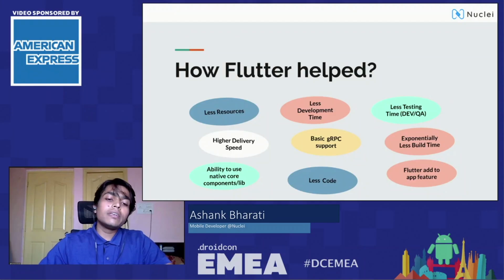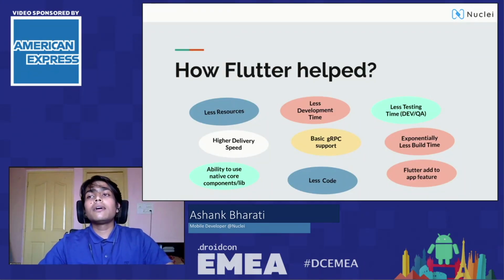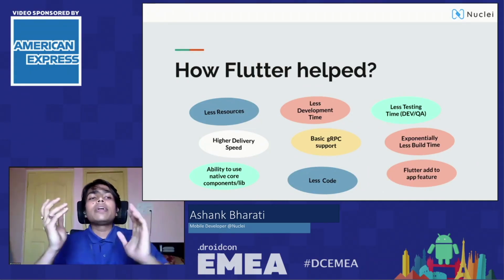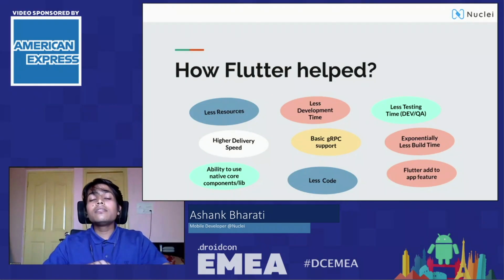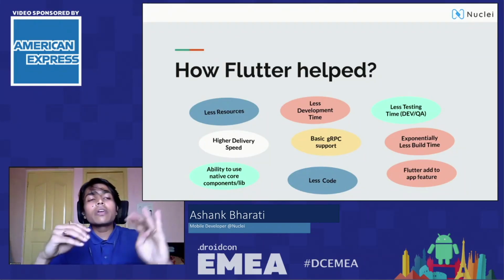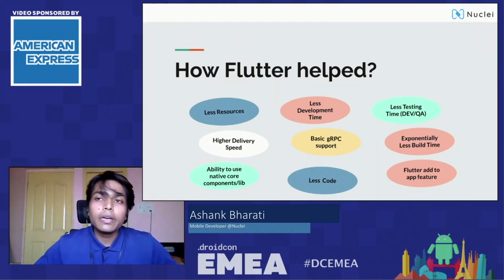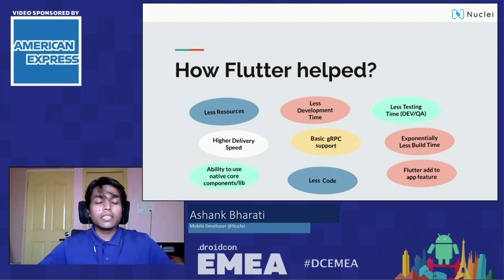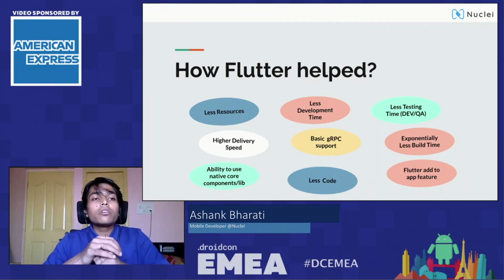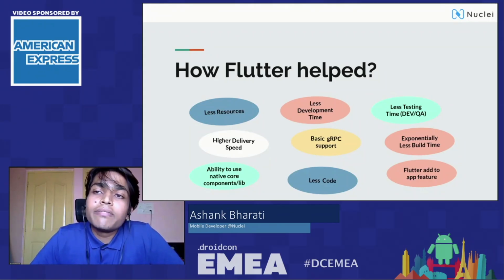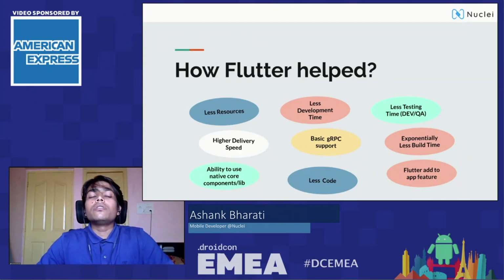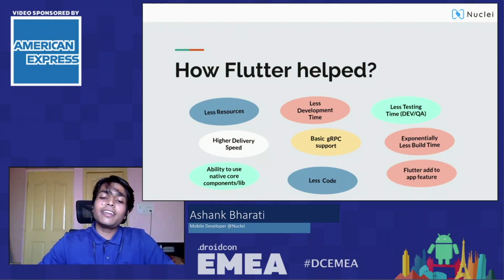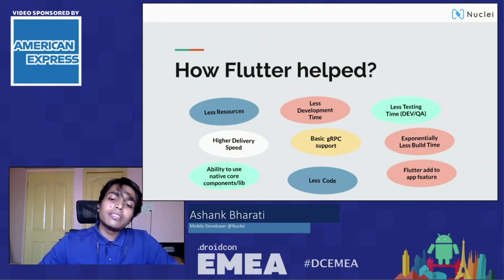Ability to use native core components and libraries. Flutter comes with native dependencies as well. So you can communicate with native using platform channels, and you can use native core components and services or screens as well. We'll be seeing how we do that. And obviously if you have one code base, you'll have less code. Also Dart is very lightweight when you write code. So it's a very interesting and human readable language.